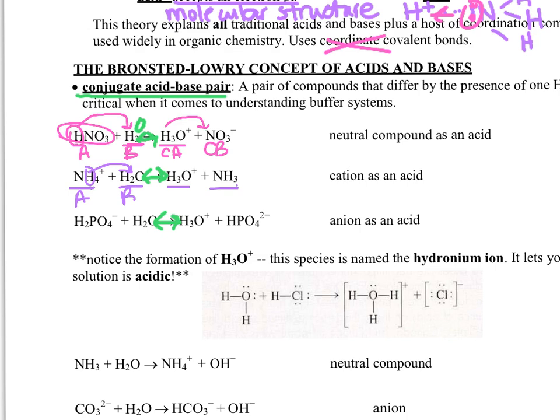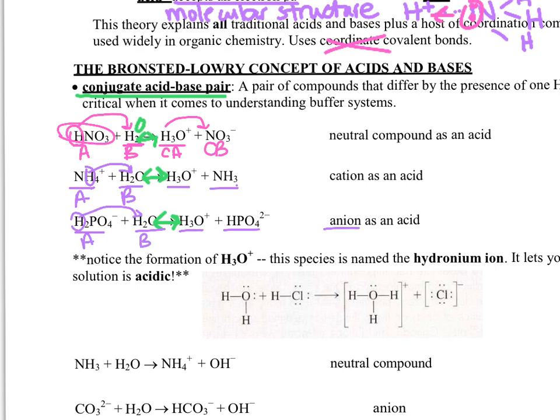Same scenario with an anion. That would be our negative ion. Same look, we're looking at H2PO4 in our water. When I look at H2PO4, all of a sudden we go down a hydrogen. And look, our water went up a hydrogen. So one of these hydrogens is going to go over here. So this is an acid.